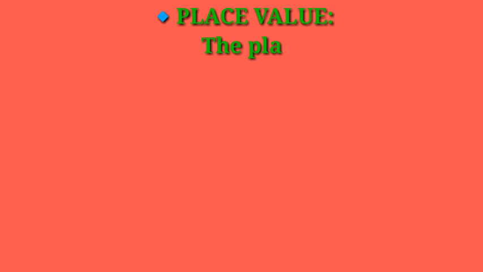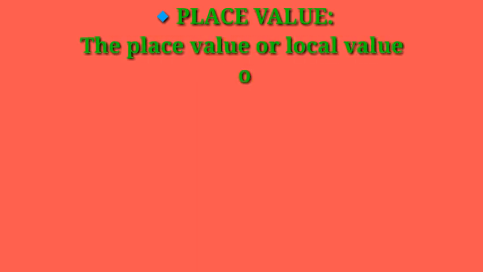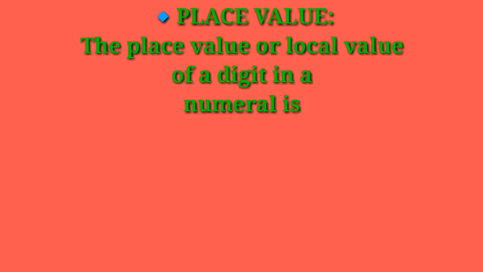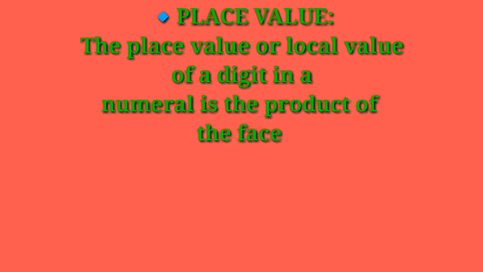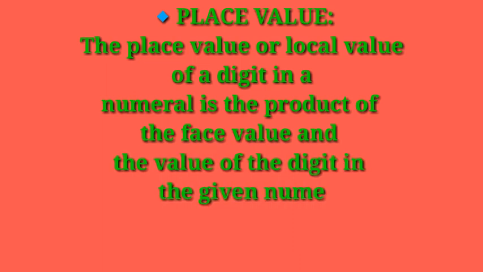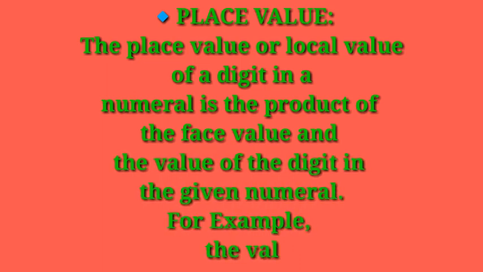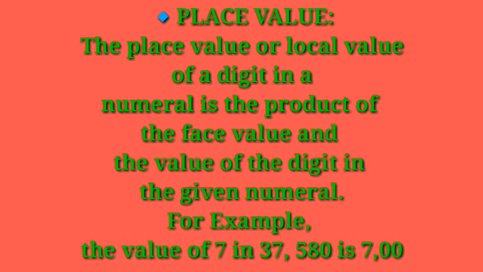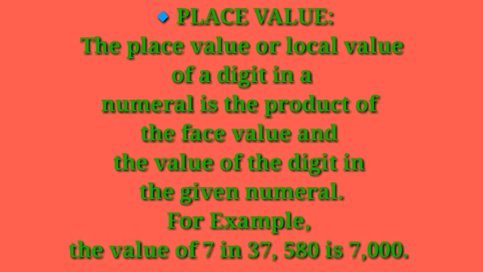Now another is place value. The place value or the local value of a digit in a numeral is the product of the face value and the value of the place of the digit in the given numeral. Suppose, for example, the place value of 7 in 37,580 is 7,000, means 7,000. Right, students?